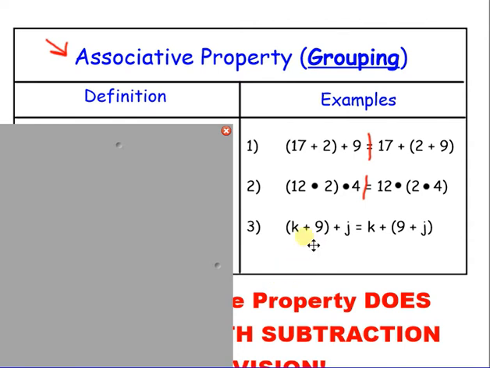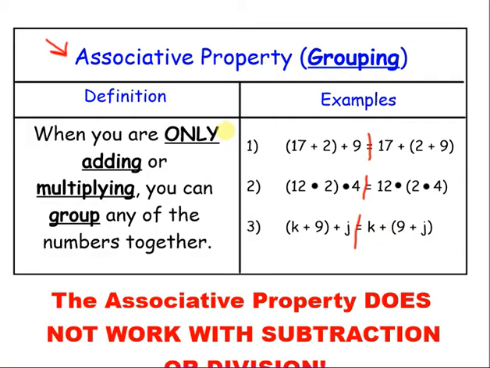Okay? Open parentheses k plus 9, close parentheses, plus j equals k plus open parentheses 9 plus j, close parentheses. Again, the order of the variables and the numbers, k plus 9 plus j, k plus 9 plus j, didn't change. The only thing that changed is where the parentheses were. Okay? Now, one thing I also noticed is that here I have addition, I have multiplication, and I have addition. So something's telling me this is only with addition and multiplication. So let's look at the definition.